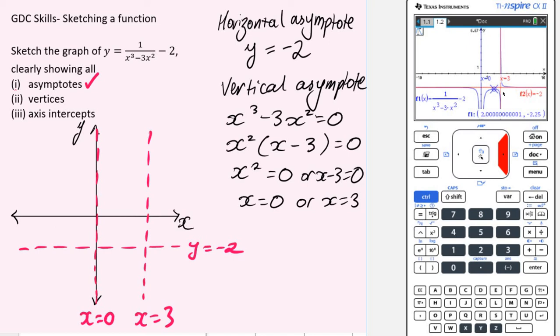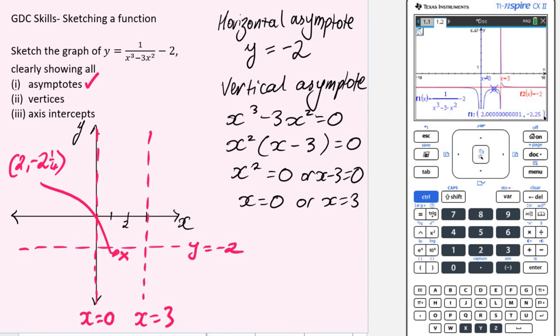And you can see that it's stopped here at negative 2.25. So we have a vertex. Let's just do roughly 1, 2, 3 at 2. If that's negative 2, negative 2.25 is going to be there. Okay, so we have a vertex at 2, negative 2.25.